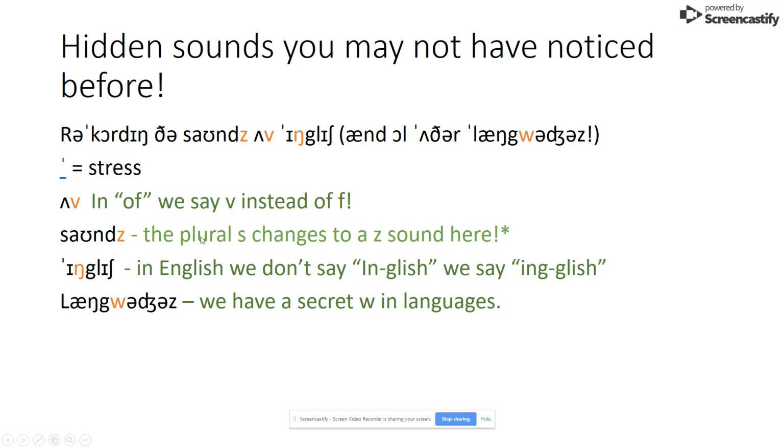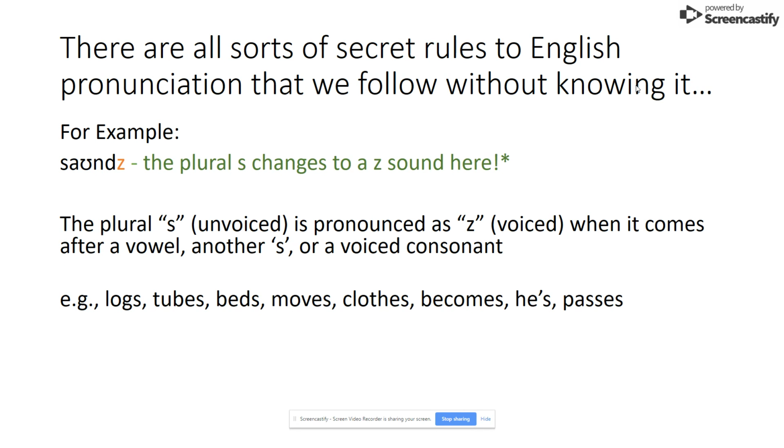When we say "sounds," even though it's spelled with an S, we say the Z sound, sounds. In English, we don't say "Englis," we say "English," and that's recorded here with the ng sound. In "languages," there's a secret W, languages, right? So when we record things perfectly phonetically, we find hidden sounds that we don't even know we're making.